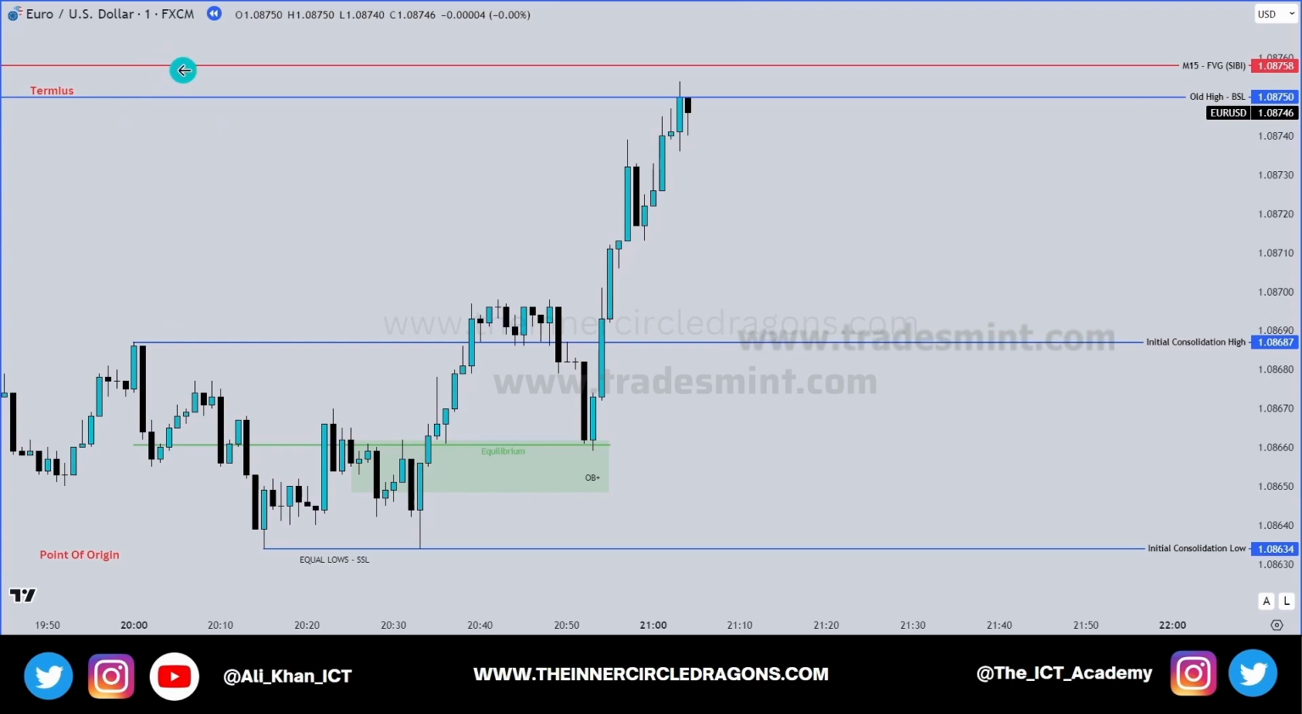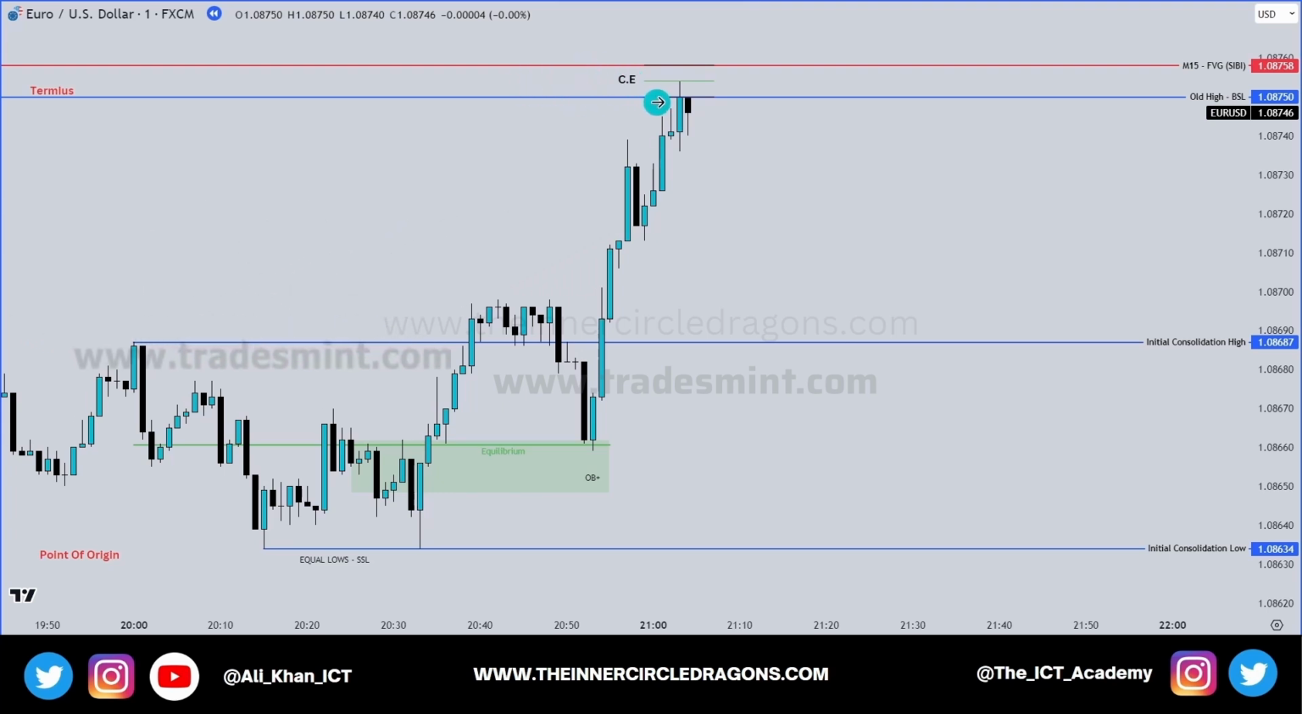Now let's get into the 1 minute time frame. So this would be our entry time frame. We have our point of origin down here, and we have our terminus in the form of the buy stops above the old high. At this stage, the buy program is complete. Notice how we ran up into the consequent encroachment of the remainder of that fair value gap.